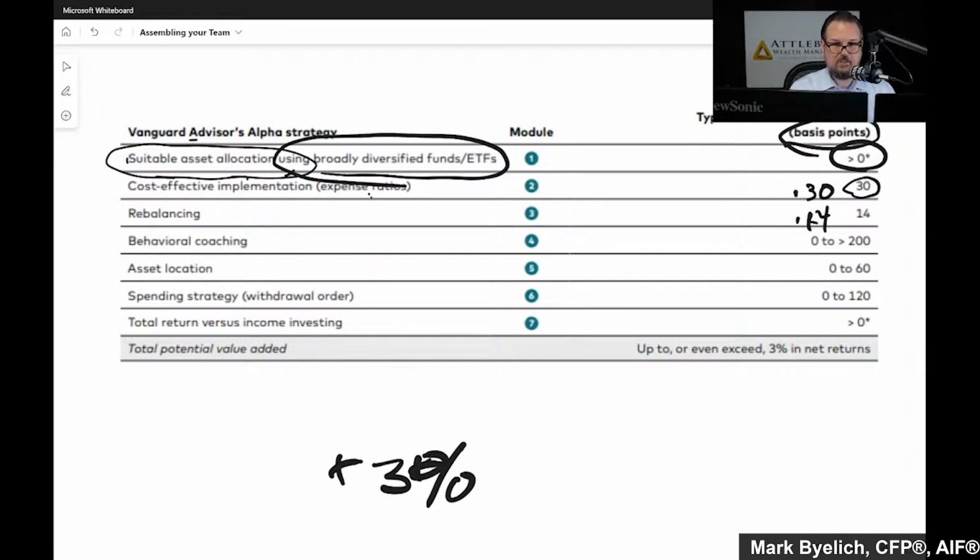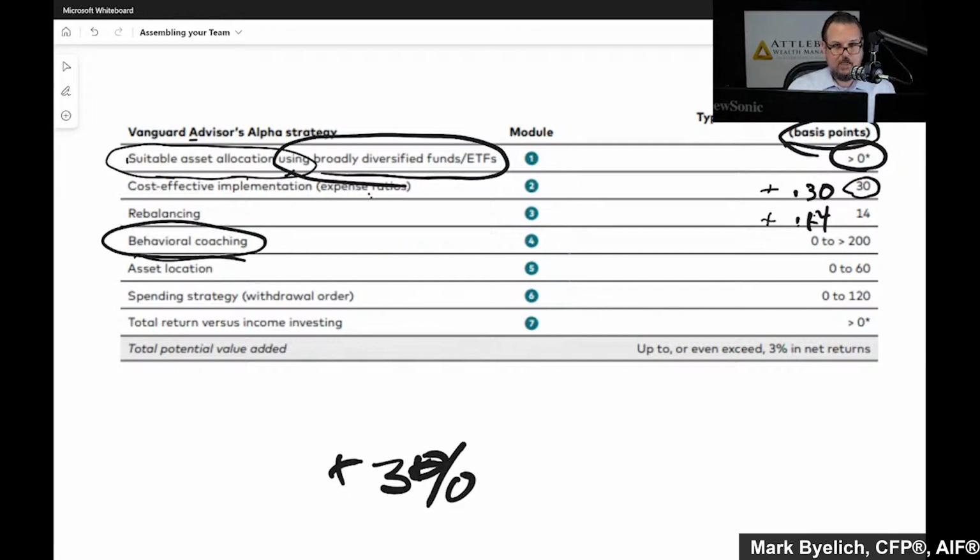Cost-effective implementation, so having your asset allocation and then it being cost-effective, well, that can add 0.30%, so that's good. Rebalancing adds 0.14%, but that can be pretty well automated. Behavioral coaching is a big one.